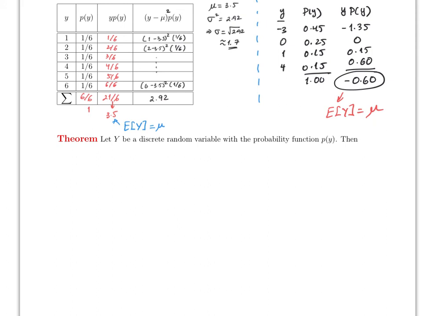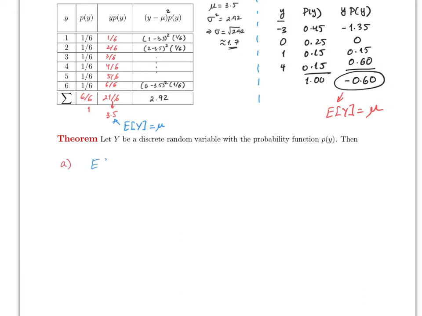You can also find the expected value of a function of the random variable y, and that's what the next theorem tells us. And this theorem is going to be very important for what we do later in the class. So the theorem says the following. Let y be a discrete random variable that has a probability function p(y). Then the following is true.